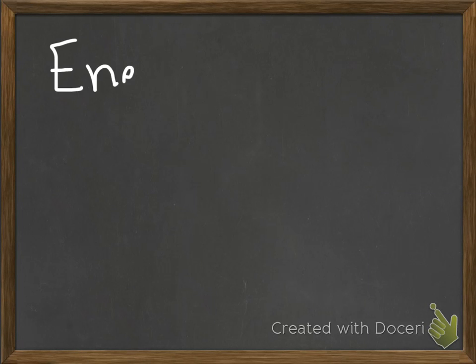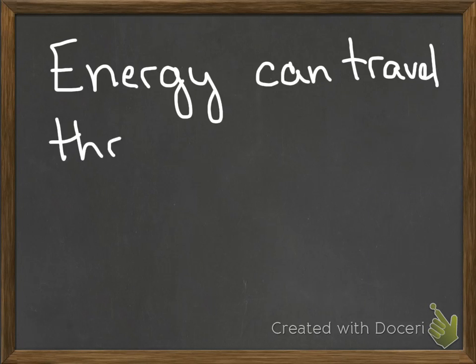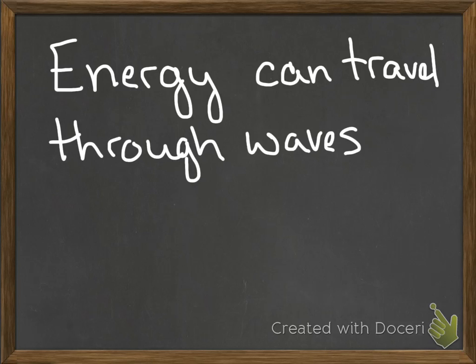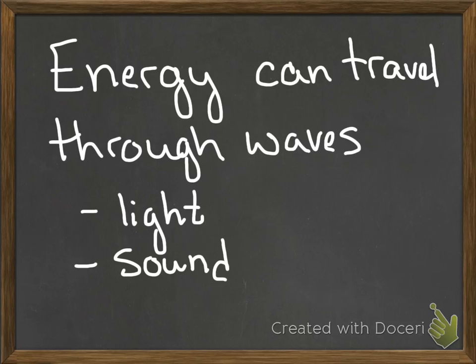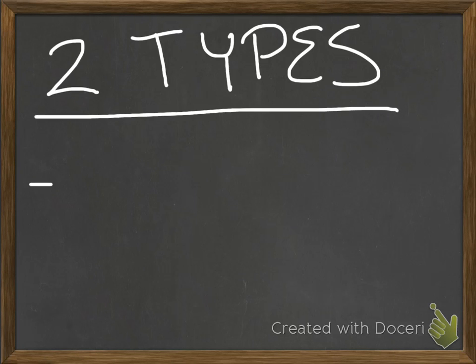These are your notes on waves. Energy can travel in these things called waves, and here's some example of some waves. Light travels as a wave, sound travels as a wave, X-rays are waves, microwaves, gamma rays, infrared waves. There's all these different types of waves, and we're going to look at the basic form of the waves in these notes. So there are two types of waves.